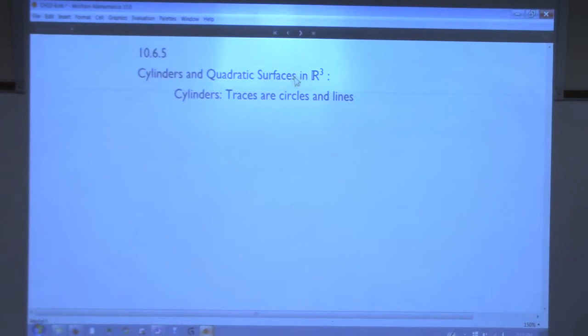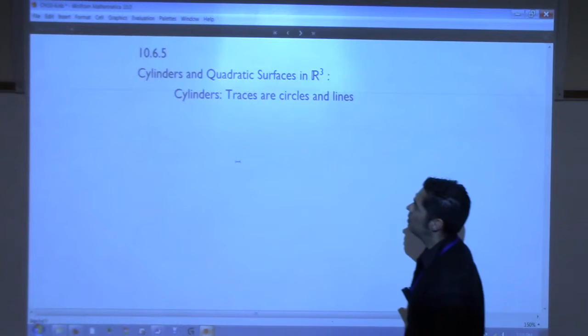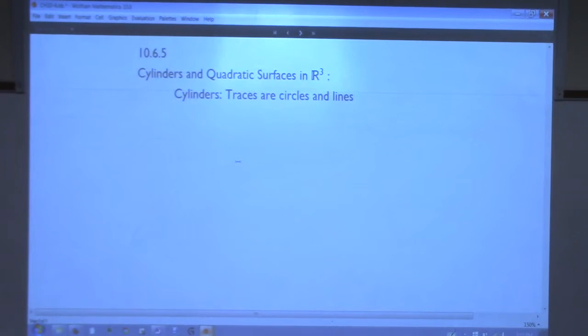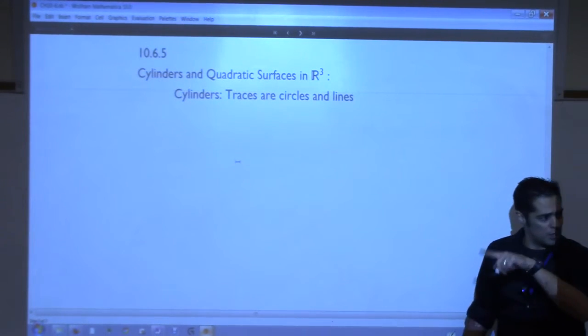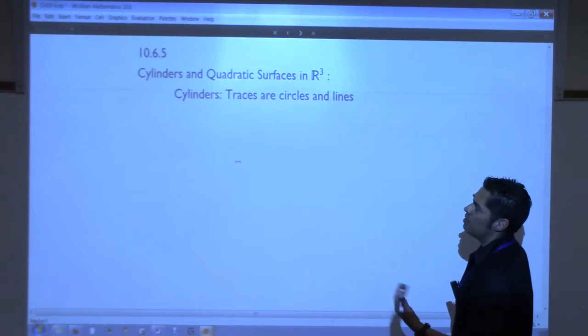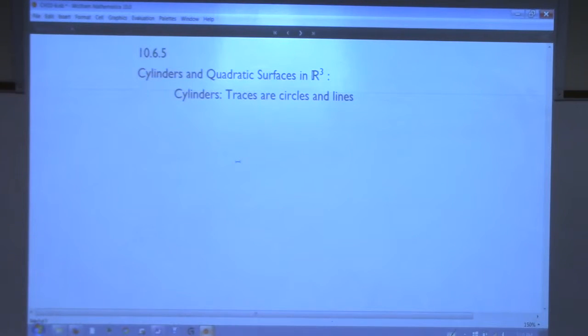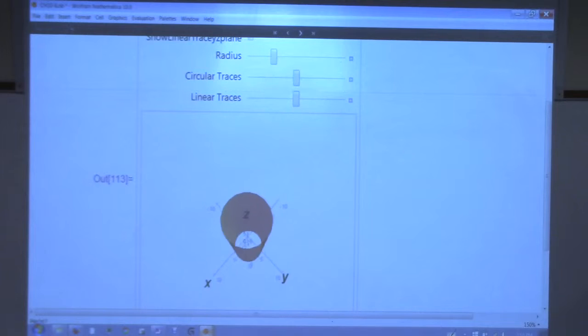The first quadratic surface that we're going to look at officially is a cylinder. So what makes a cylinder? Well, it says here that all your traces, remember traces is what I just showed you? Each one of those little rings I drew was a trace. All cylinders have traces that are circles and lines. Here is a cylinder. See it? It's hollow inside. See the cylinder? Okay.